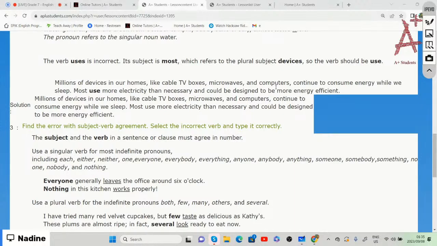So since our subject is basically most, we say most use. We don't say most uses. We say most use because it's most people. They use more electricity than necessary.